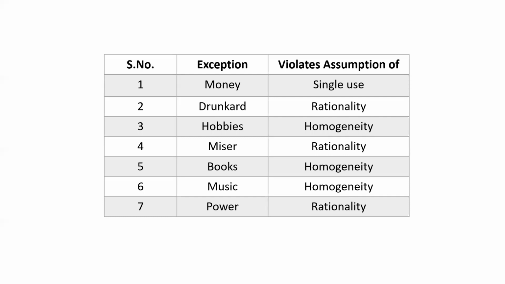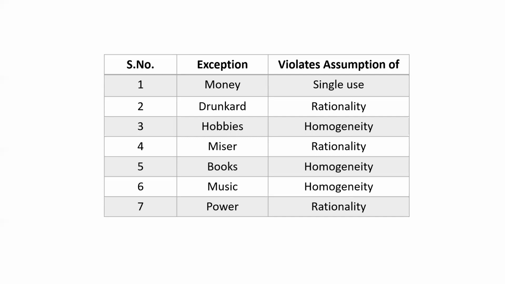Miser, it is related to rationality. Books, homogeneity, because you do not rely on the same book. You read books, but different books or different levels of books. Music, the homogeneity principle is always there, because you love listening to music, but you are not listening to a single song because it is very monotonous. So if you do so, it violates the assumption of homogeneity. Power, when we talk about power, if we have a greed for power, then we are not considered a normal being.